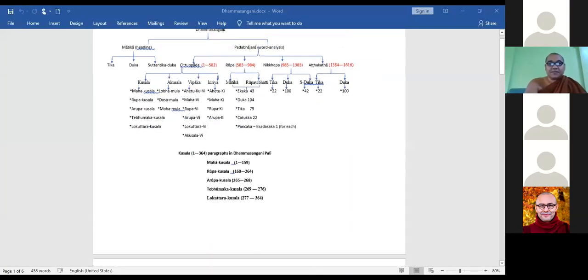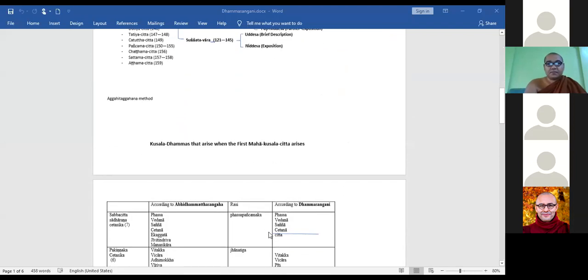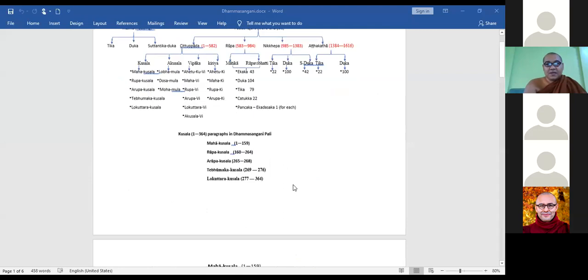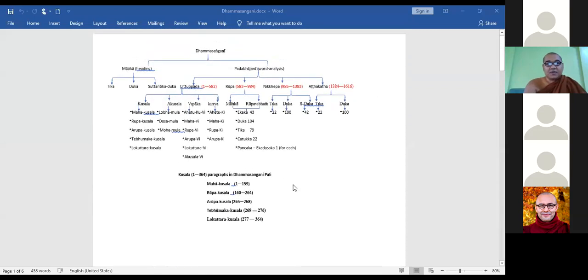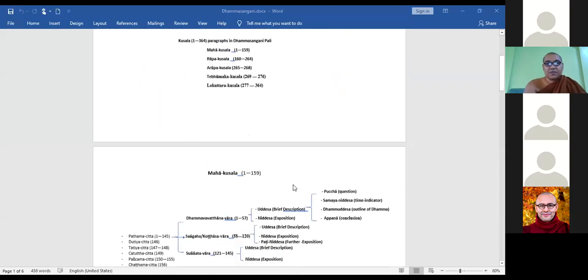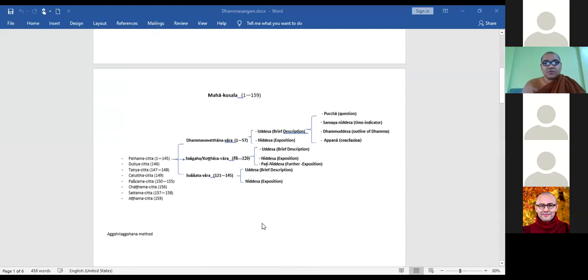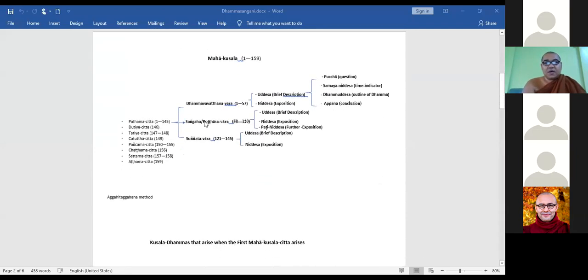So the chart. So I want to go back to this chart. Okay. This chart is about the Dhammasaṅgaṇī: an overview of the Dhammasaṅgaṇī, an overview of the Kusala Chetas, and also the overview of the Mahakusala Chetas.